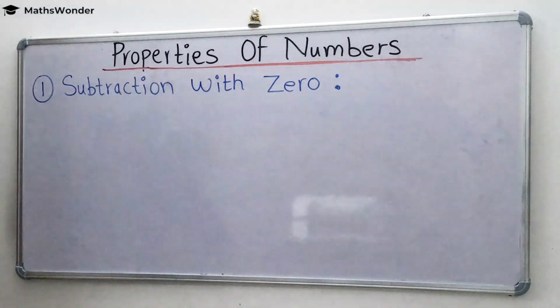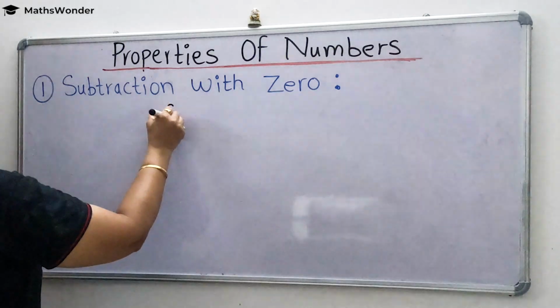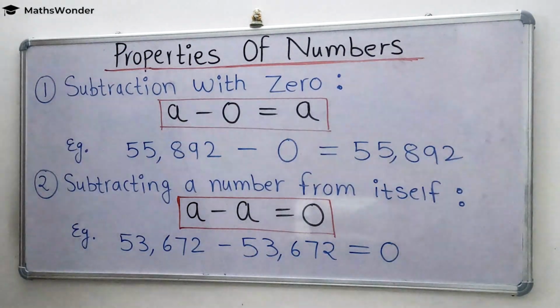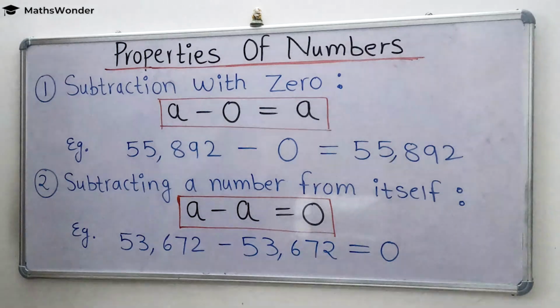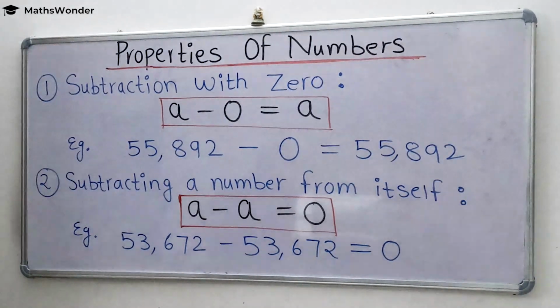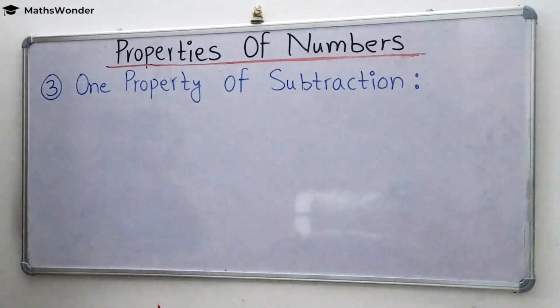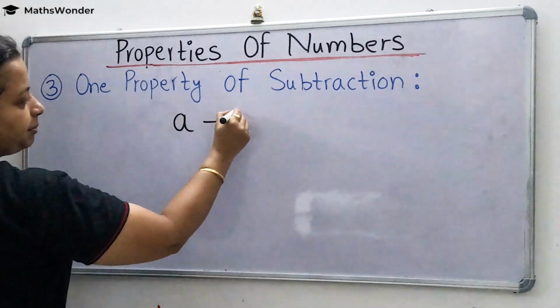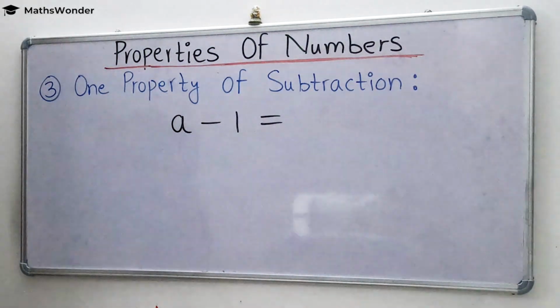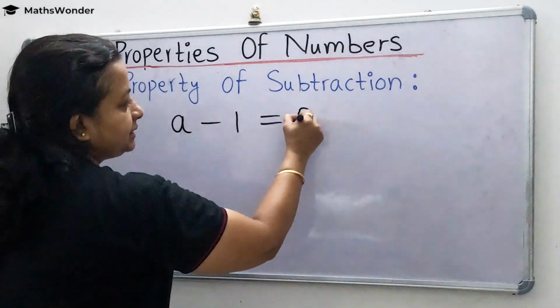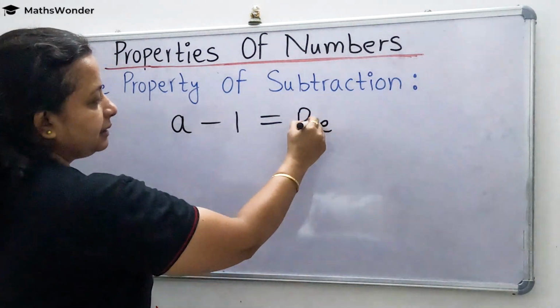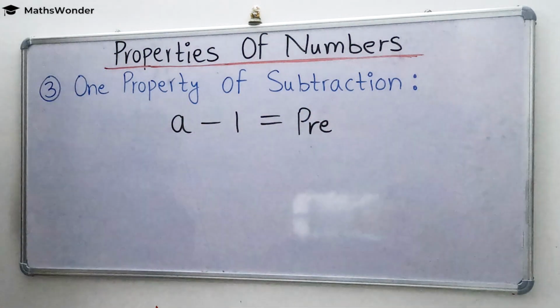Okay. So any number subtracted with 0. Now the third property of subtraction is the one property. What is the property? When 1 is subtracted from a given number, we get its predecessor. What do we get? Predecessor. Okay?